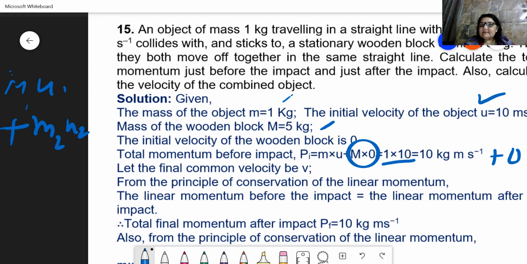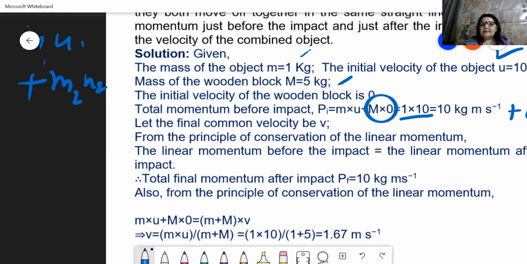One body is the object given, that is 1 kg. The other body is the stationary cart which was lying there. So we have taken m1 u1 plus m2 u2, where m2 u2 is 0. So that's why I have written it as 0. Now we come to the conservation of momentum, which needs both before the collision and after the collision. So what will happen after the collision? So let us see, after the collision, our final momentum naturally will be the same. Initial momentum is equal to final momentum.